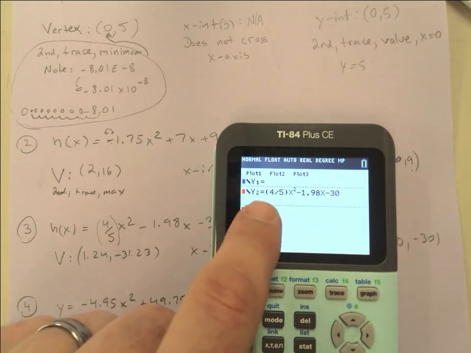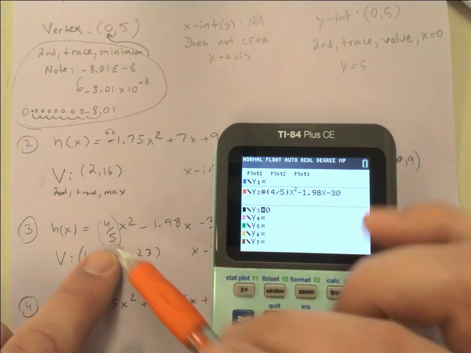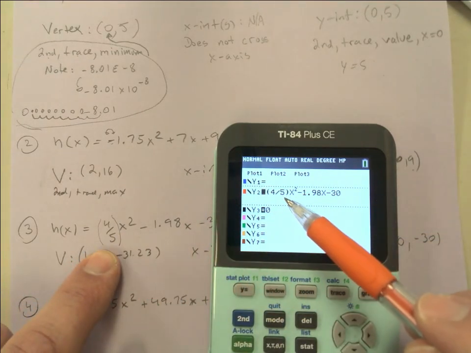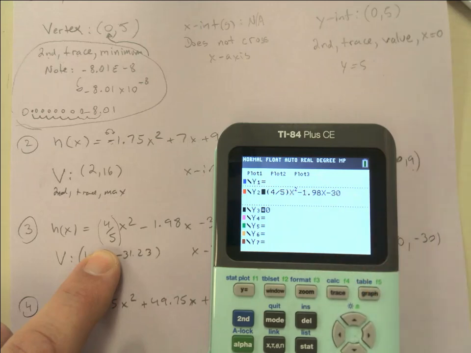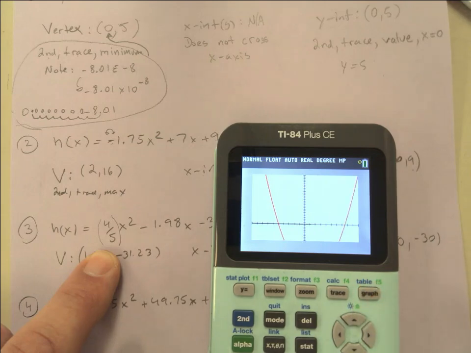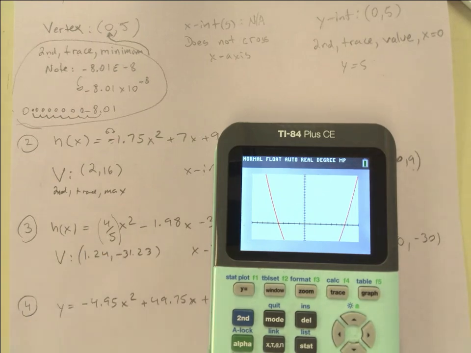So I'm having this typed into Y2. I want you to make sure you type this in brackets, the 4/5. And then you hit graph. This is what I see in my current setup. Do I need to use zoom for this one? Not necessarily, because I see the legs.